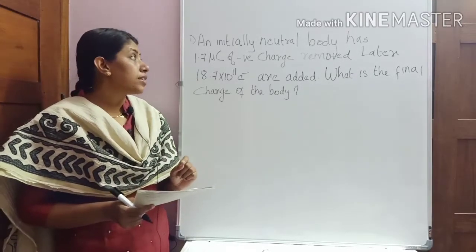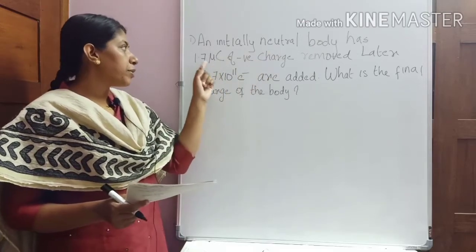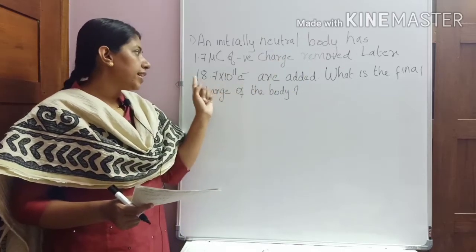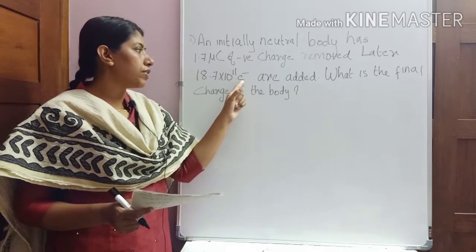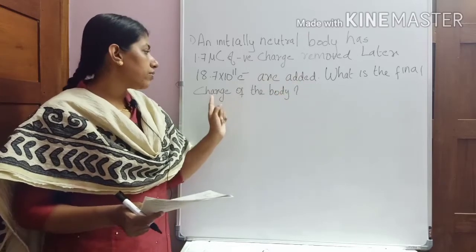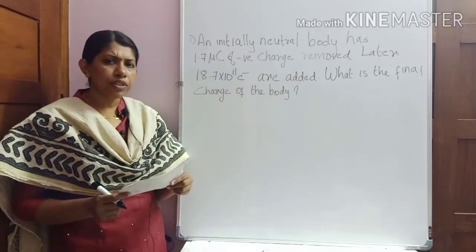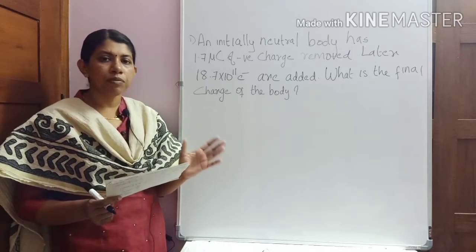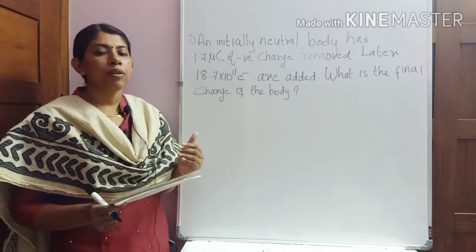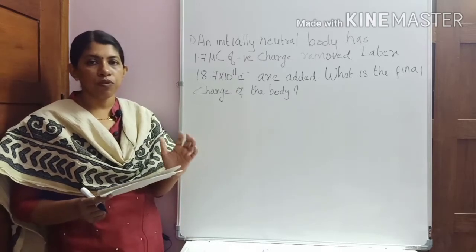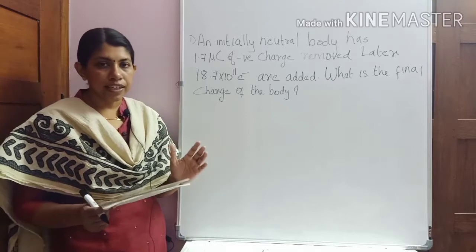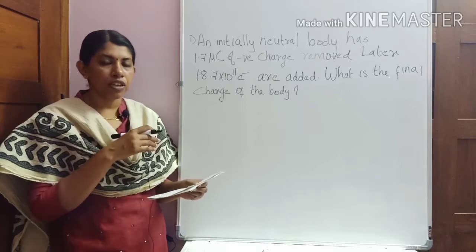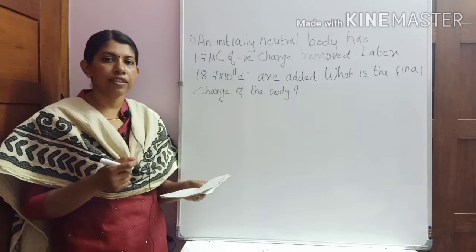The first question is: an initially neutral body has 1.7 microcoulomb of negative charge removed. Later, 18.7 into 10 raised to 11 electrons are added. What is the final charge of the body? In the question, they are saying that initially there was a neutral body, and from the neutral body we have removed minus 1.7 microcoulomb of charge. Later we have added 18.7 into 10 raised to 11 electrons to that body. So what is the final charge of the body?